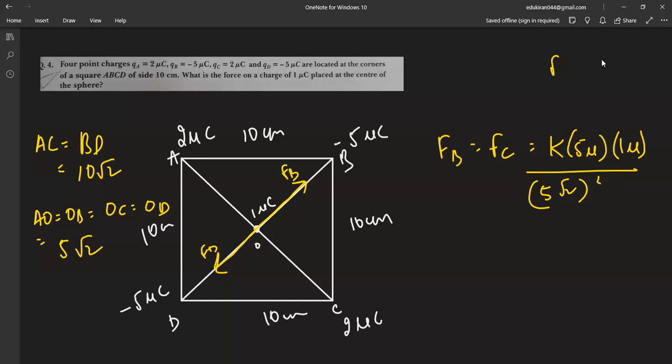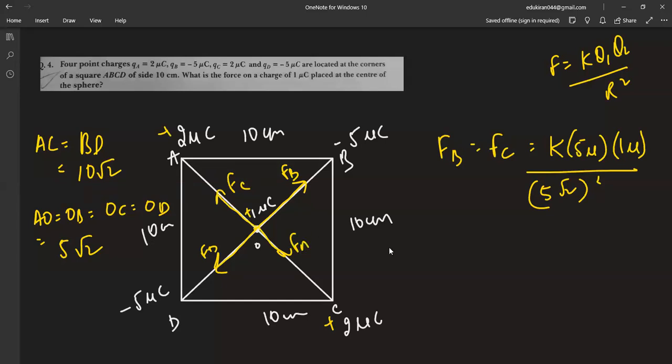So this becomes 5 root 2 whole square. We are just applying Coulomb's law, K Q1 Q2 by R square. Now come to this. This is also positive, this is positive, so this is repelled by this. That is force due to C. This is also repelled because both are now positive.